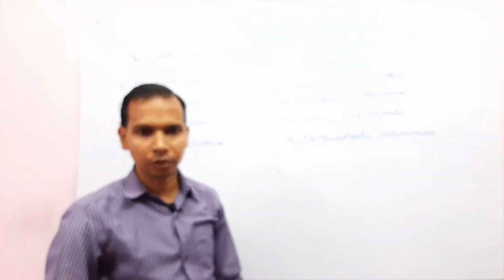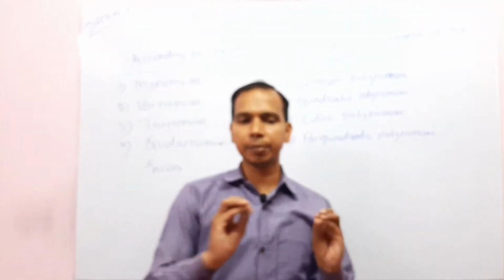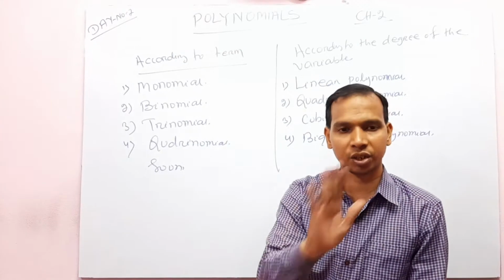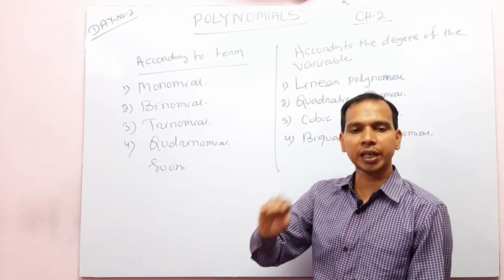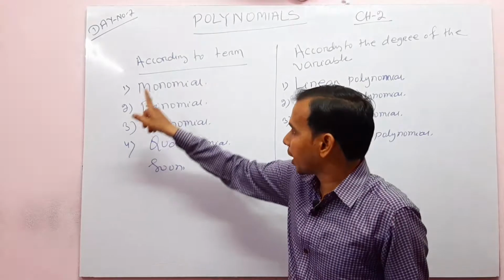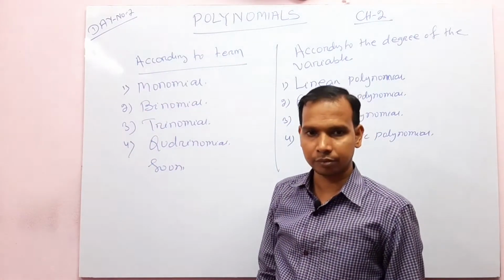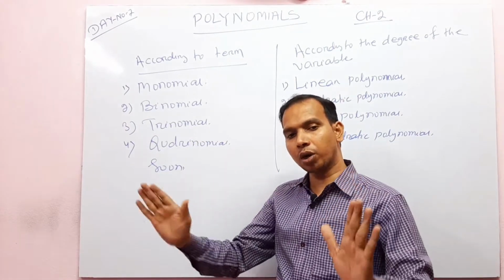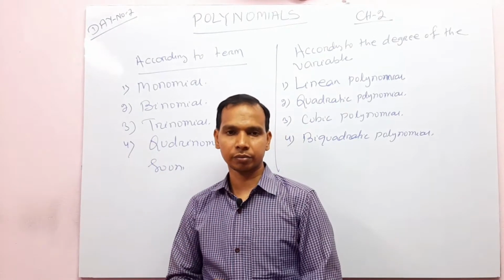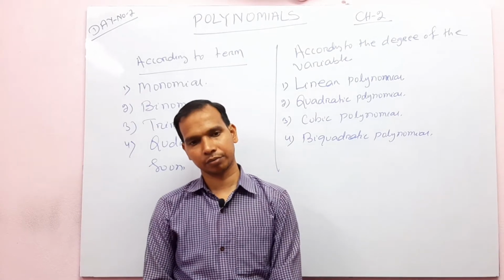Mark here, according to term, we first discuss the types of polynomial depending upon the terms. Polynomial, you know, poly means many and nomial means term. Polynomial means many terms, more than two terms. An algebraic expression containing two or more than two terms is considered a polynomial. First, monomial. You try to remember only one definition and follow that to memorize the other definitions.